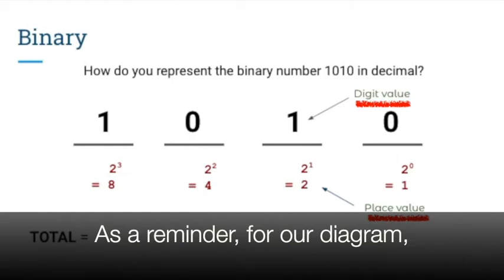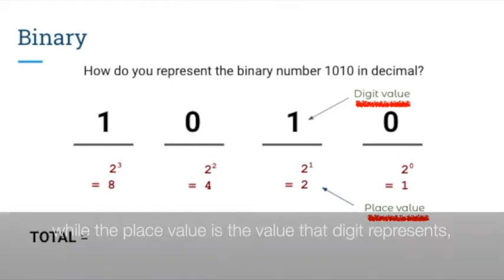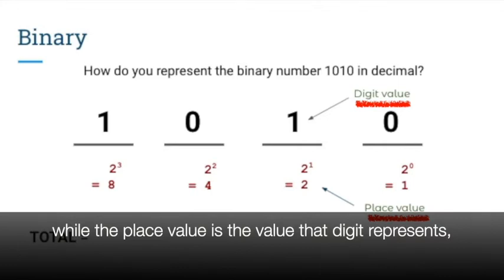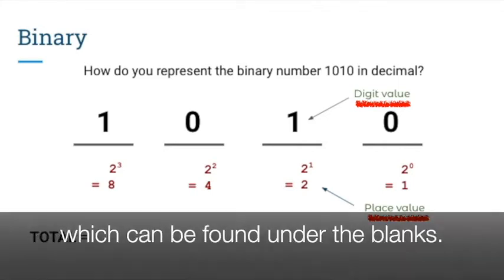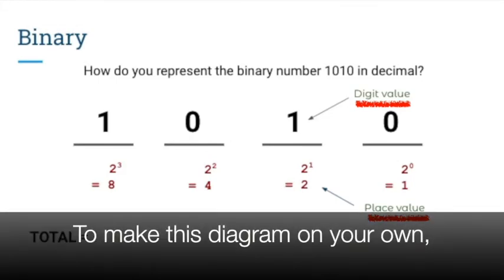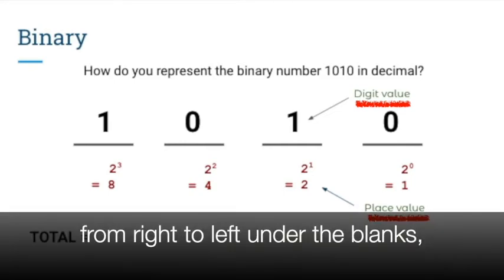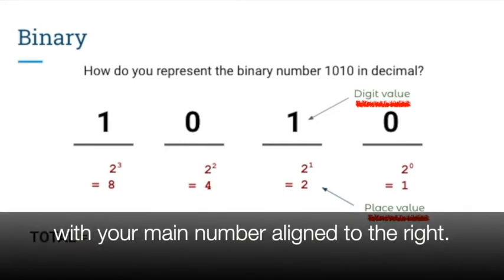As a reminder for our diagram, the digit value is the number on the blank, while the place value is the place where the blank represents, which can be found under the blanks. To make this diagram on your own, you can just make blanks and put powers of 2 from right to left under the blanks, with your main number aligned to the right.